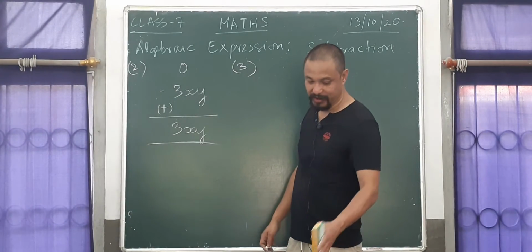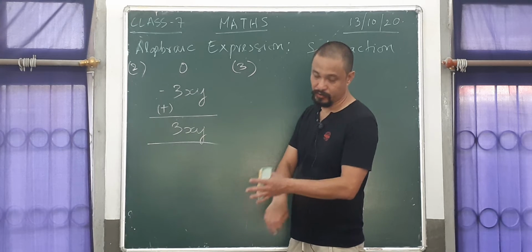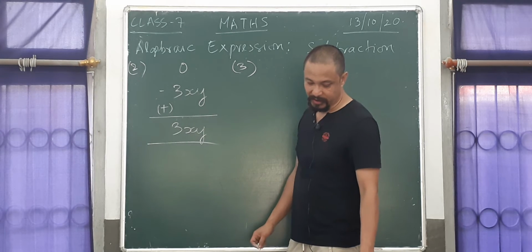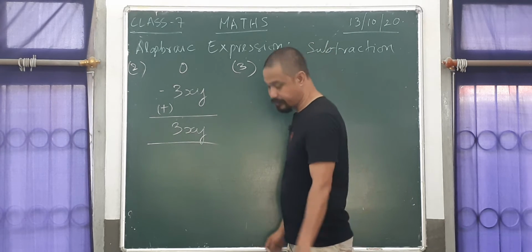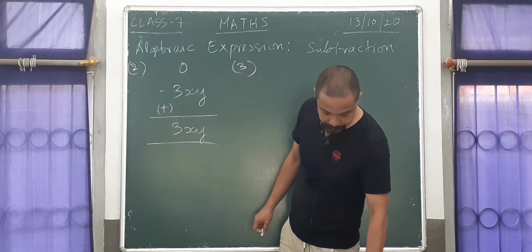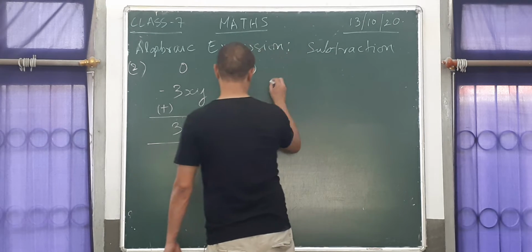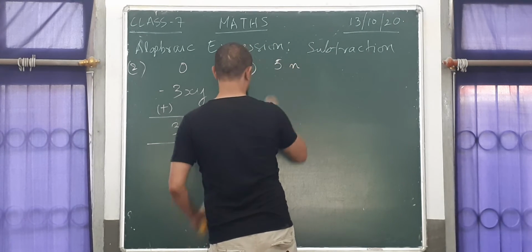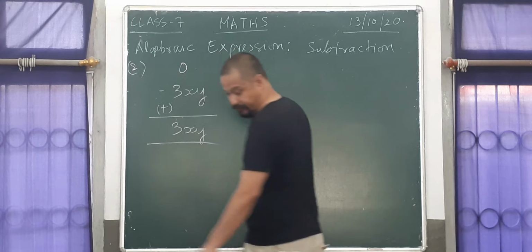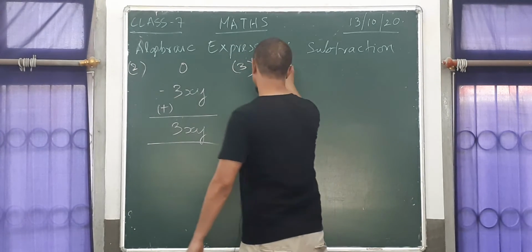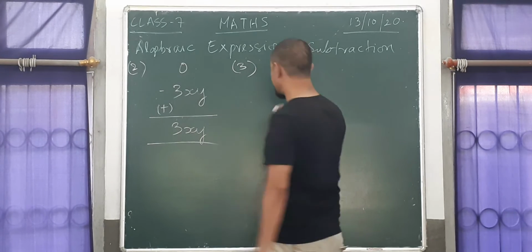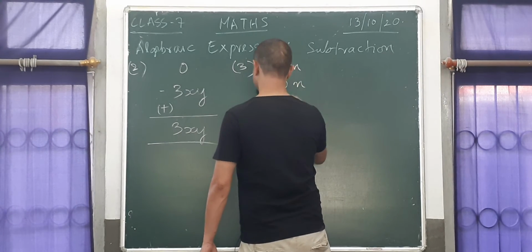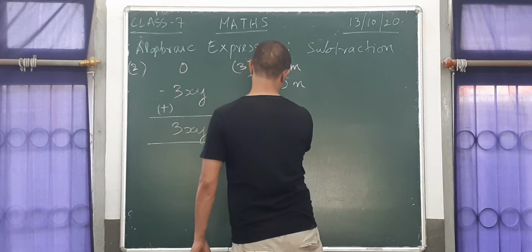Now we are going to deal with two terms which are both positive. Okay, so the third one that I'll be doing is subtract 5n from 3m. Okay, see, subtract 5n from 3m. Now just be careful.